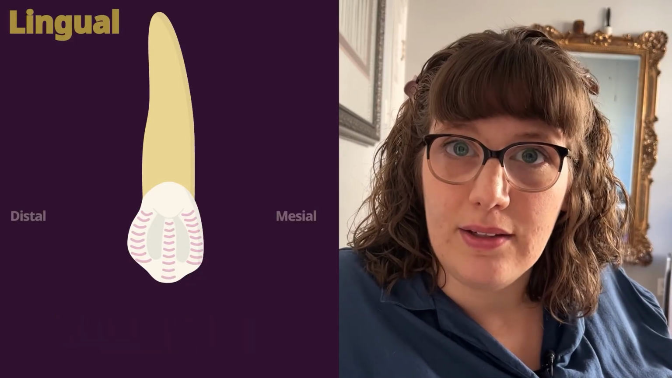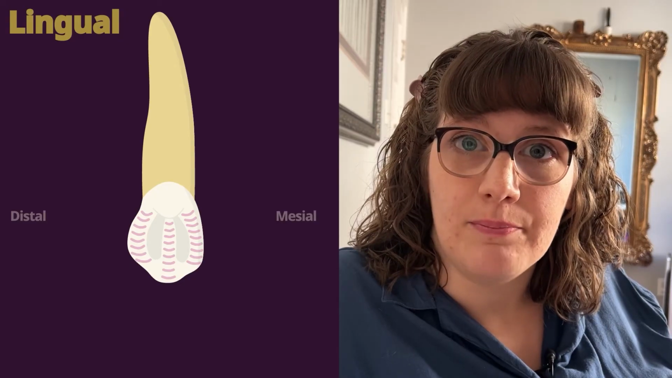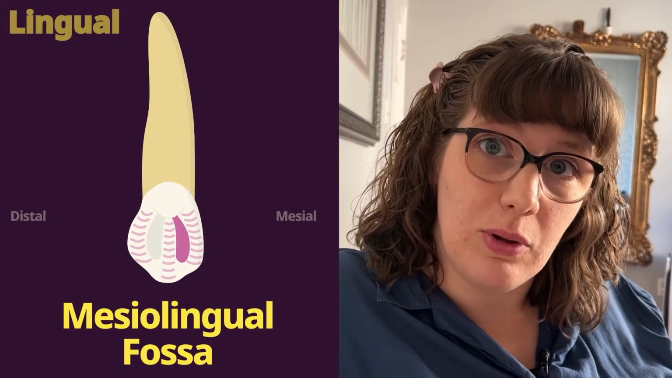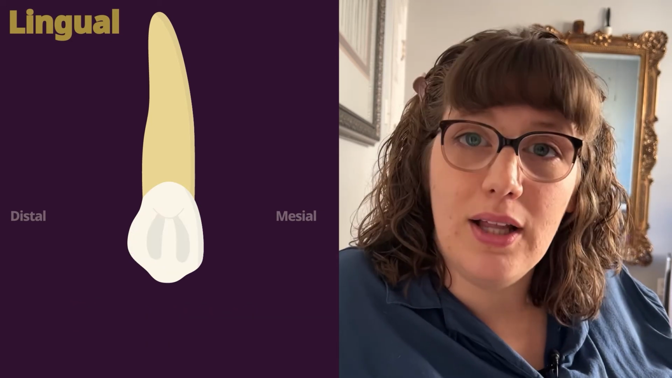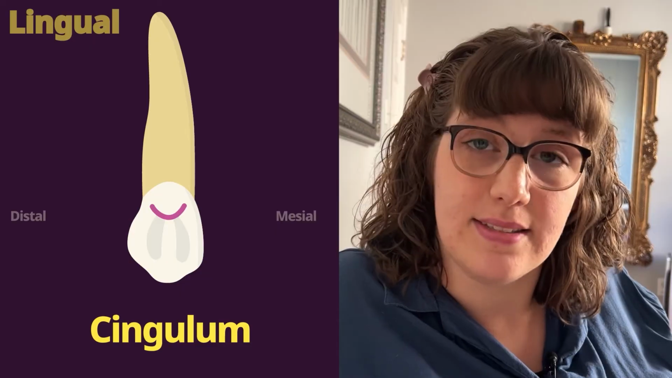To either side of the lingual ridge is a fossa. To the mesial, there's going to be a mesial lingual fossa, and to the distal, there's going to be a distal lingual fossa. Like all anterior teeth, the maxillary canine has a cingulum.